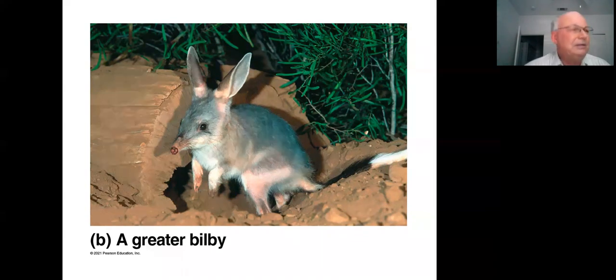One technique that many of the highly mobile marsupials, so the macropods, these are the kangaroos and the wallabies, actually use as a way of escaping from predators is that the females will actually take the joeys out of the pouch and throw them away because they are considered to be a liability.